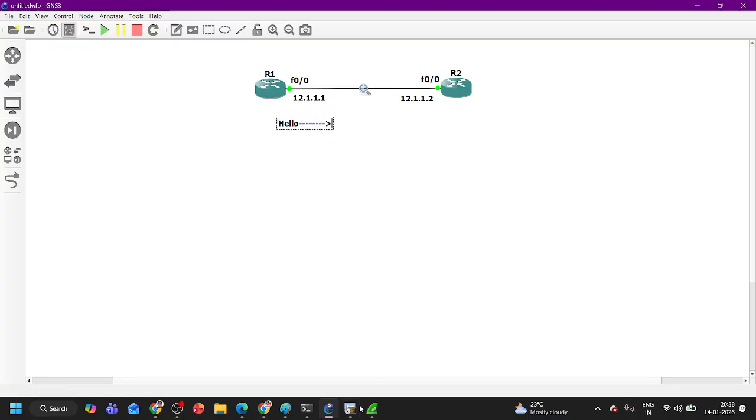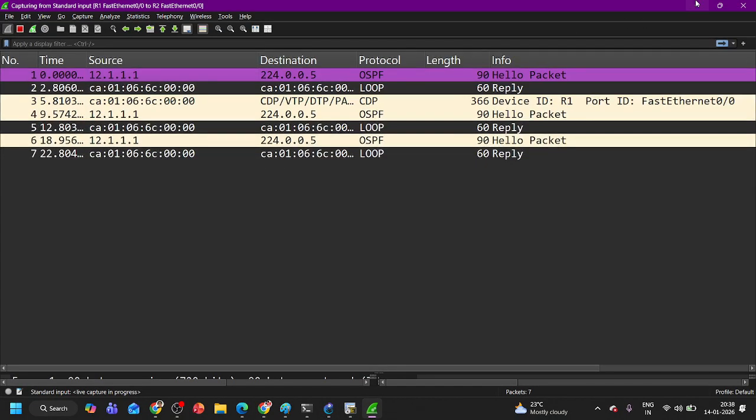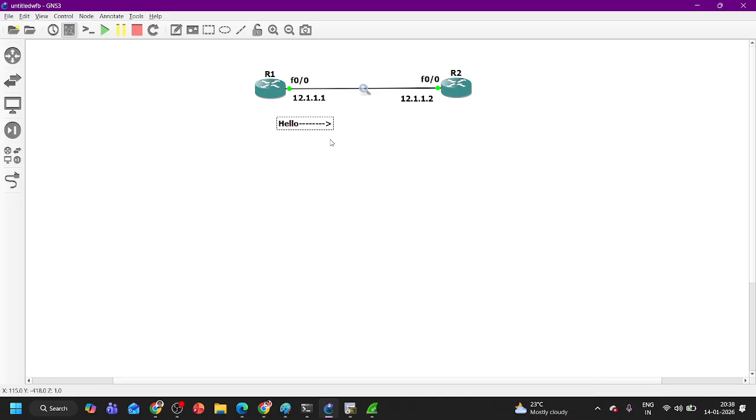As soon as I enabled OSPF here, it generated a hello message, and this hello message is periodic. It keeps sending hello messages; you can see it is periodic in nature. After every 5 seconds, 10 seconds, whatever, we'll see that hello message, with source the exit interface IP address 12.1.1.1 and destination the multicast address reserved for OSPF, 224.0.0.5. Great.